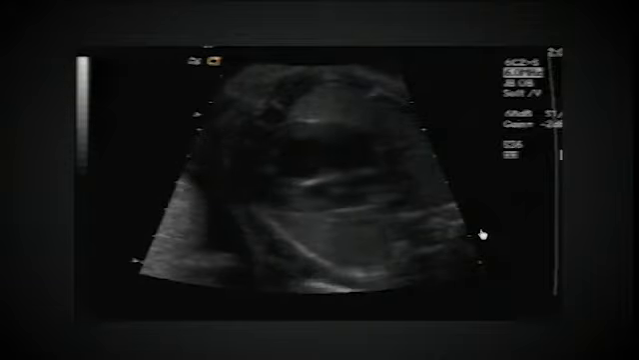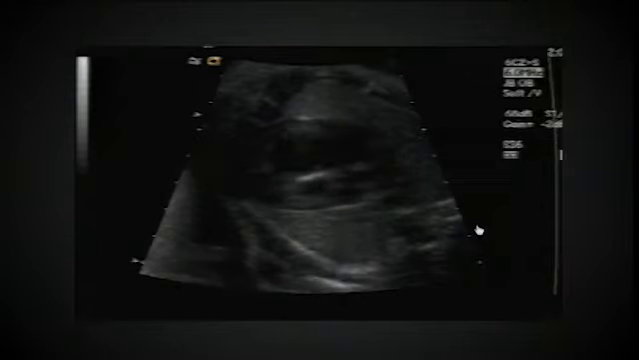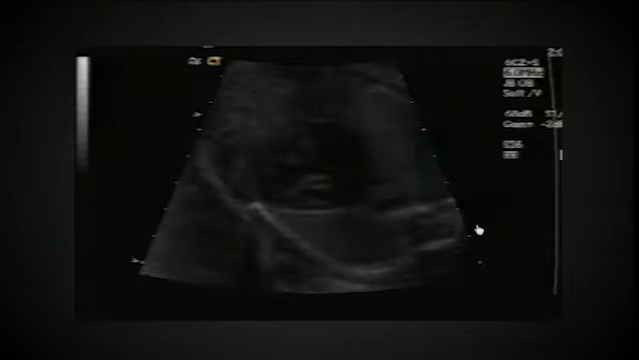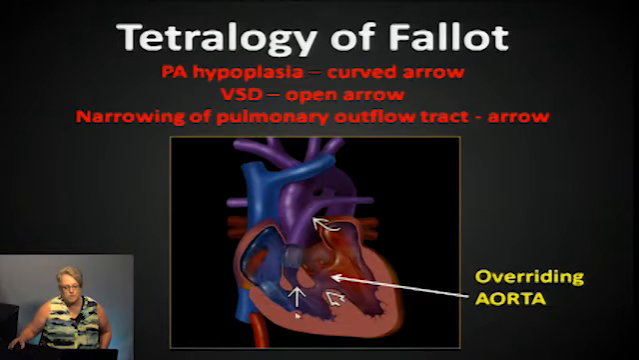So what do I see? What is the color flow through that heart? So this is another example of your hypoplastic left heart. Tetralogy of Fallot is when you have pulmonary artery hypoplasia, which is our curved arrow. You have a VSD, and then narrowing of the pulmonary outflow tract, and an overriding aorta. Because of this VSD, blood flow coming from the right side of the heart goes, some of it, out through the aorta, and then you have a small pulmonary artery coming out.